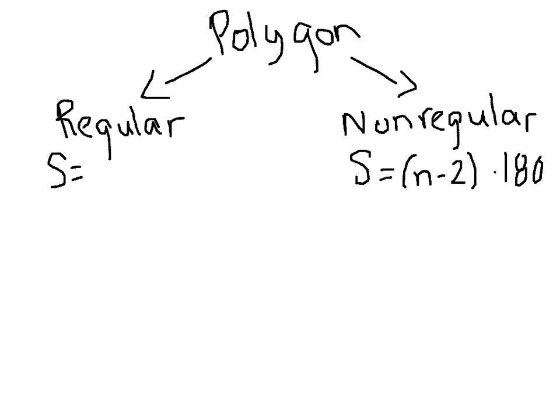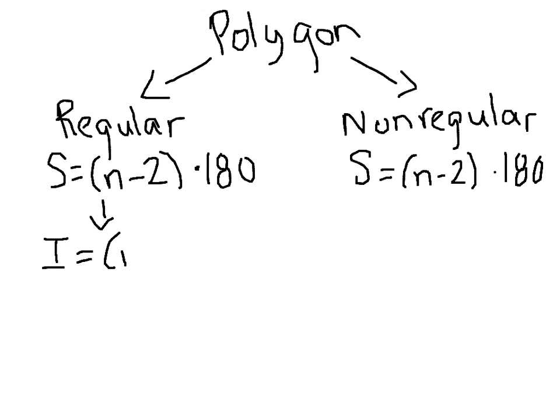Now, in addition, we can also find in a regular polygon, not the sum, the measure of one angle, okay? And we call those an interior angle because remember that the word interior means it's on the inside. So another one we have is I, and that stands for interior, equals n minus 2 times 180 over n. Remember, n stands for the number of sides.